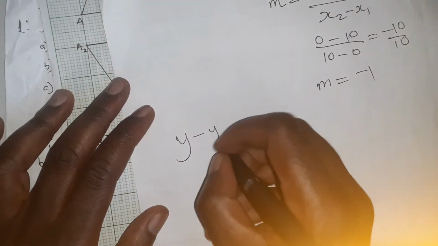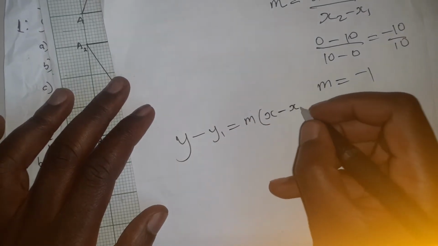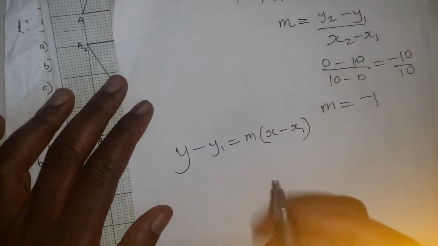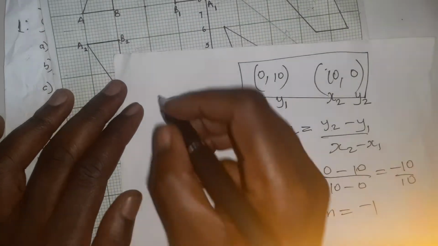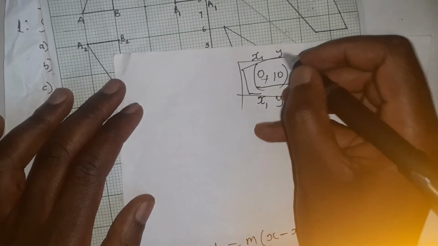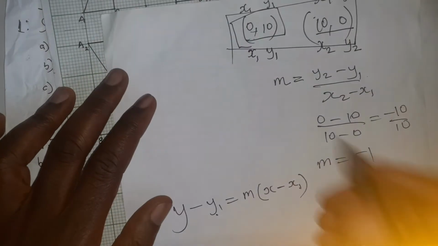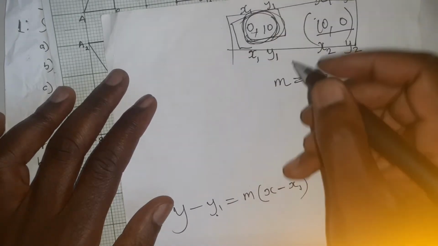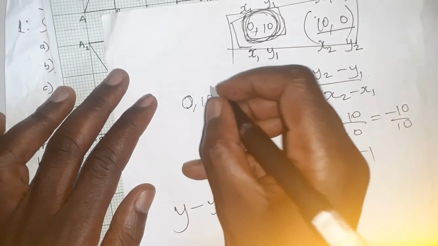Then now we write the equation. How do we write the equation? We use this formula, with the gradient here. So we are going to replace this part as well as this one. Where are we going to get these coordinates? We can get either of these. If we get these ones, this will be our x1, this will be our y1. So we can use these same ones that we started with here, where we have 0, 10.